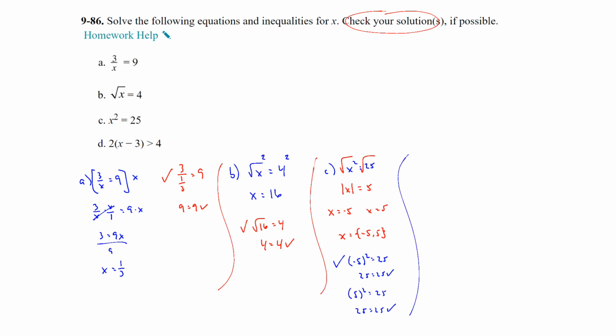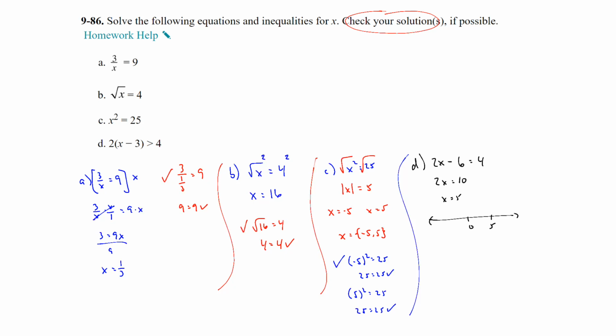And then the last one, D, is an inequality. It's 2 times the quantity x minus 3, so I'm going to go ahead and distribute. We're going to set it as an equal sign, or an equation, so that we can find the boundary point. We add 6 to the other side, divide by 2. X is equal to 5, so remember we want to think about what this is going to look like.